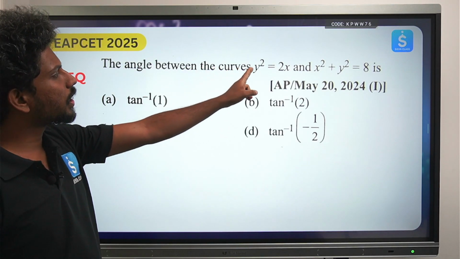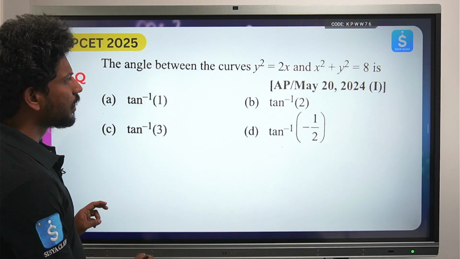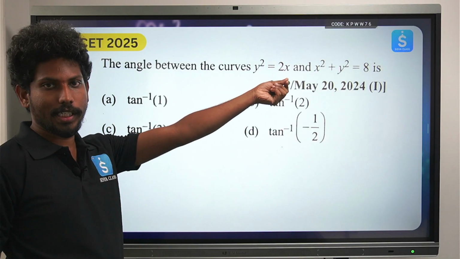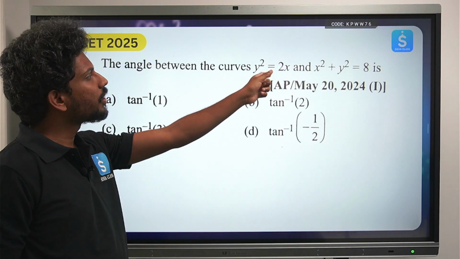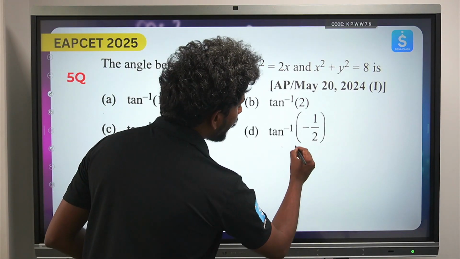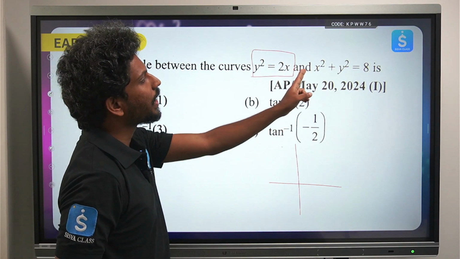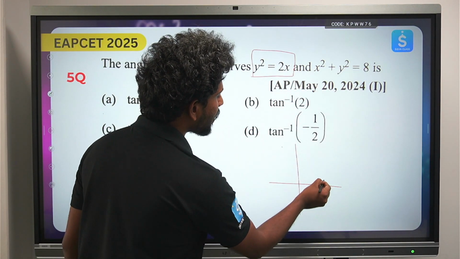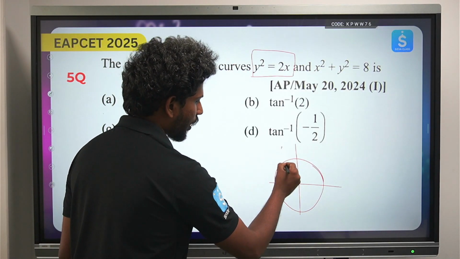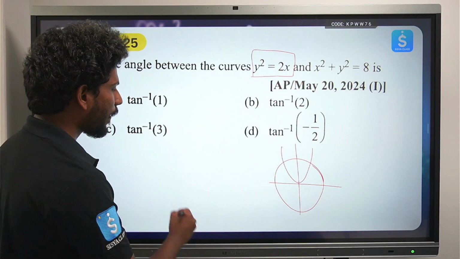The angle between the curves y square equals 2x and x square plus y square equals 8. First we need to find the point of intersection. From the point of intersection, you can find the angle between the two curves. Here y square equals 2x is a parabola and x square plus y square equals 8 is a circle. So we need to find the point of intersection of these two curves.